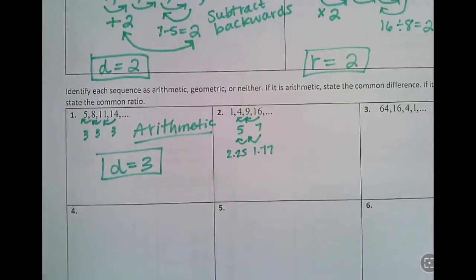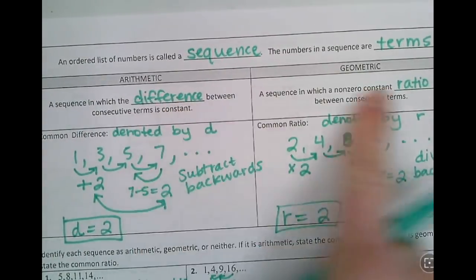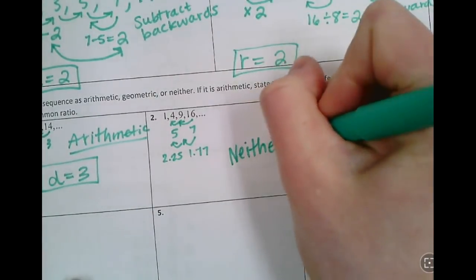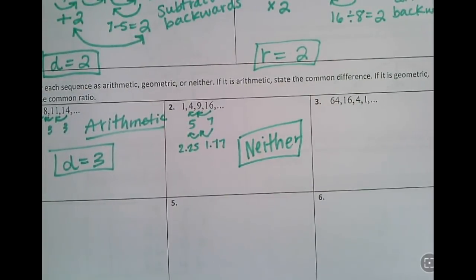Now you're probably seeing a little pattern to this. Maybe 1 squared, 2 squared, 3 squared, 4 squared. That's great, it does have a pattern. However, it's not arithmetic or geometric because it does not have a common difference and it does not have a common ratio. Even though you find a pattern, it does not mean it's one of our types.